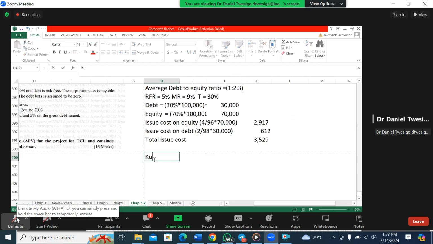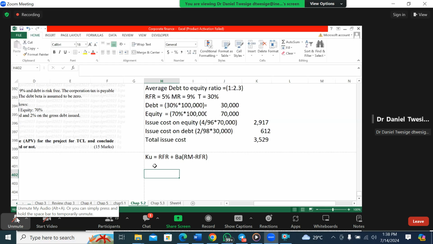It means my Ku, the cost of ungeared, will be the risk-free rate plus asset beta into market return minus risk-free rate. But if you check in the data, we are only given an equity beta. We are not given an asset beta. In the data you have the equity beta. So it means I have to use that information to get an asset beta.